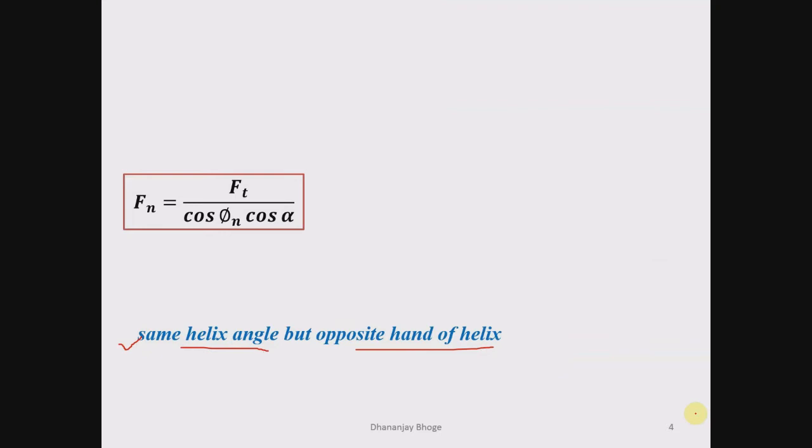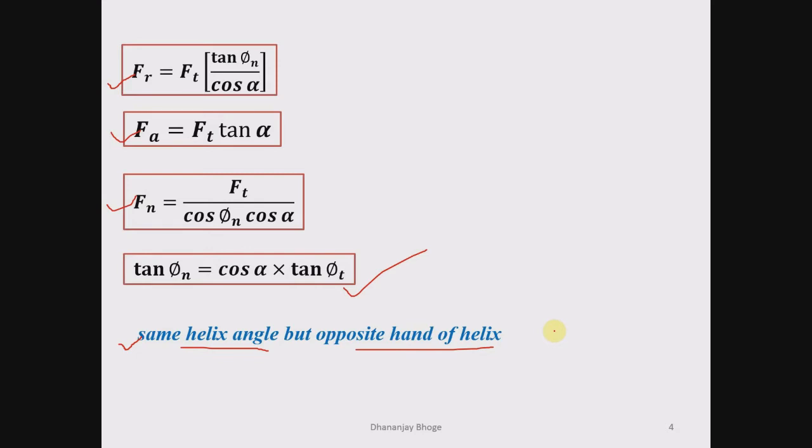Then we have seen the relationship between the tangential force and the radial, axial and normal forces. So these are the equations to determine the radial force, axial force and the normal force. This already we have seen, the relation between transverse pressure angle and normal pressure angle. Now one more thing, while studying the concept of equivalent spur gear, which is the imaginary spur gear in normal plane, the radius of pitch circle of that spur gear is equal to radius of pitch circle of the actual helical gear divided by cos square alpha, where alpha is the helix angle.